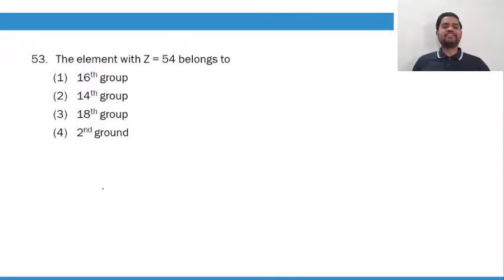Talking about question number 53, the element with Z equal to 54 belongs to. I always solve such kind of question in one of two ways: either you can write the entire electronic configuration or you can do this. Let's see. Helium, its atomic number is 2. Then comes neon. What will be its atomic number, guys? Just add 8 to it, so it becomes 10. Then comes argon.